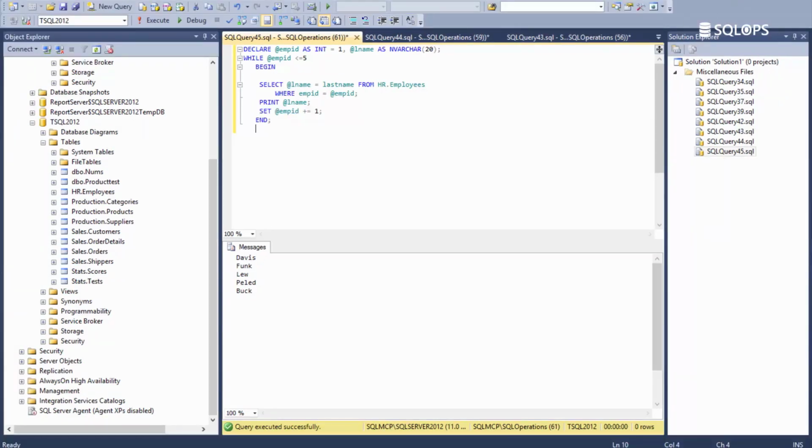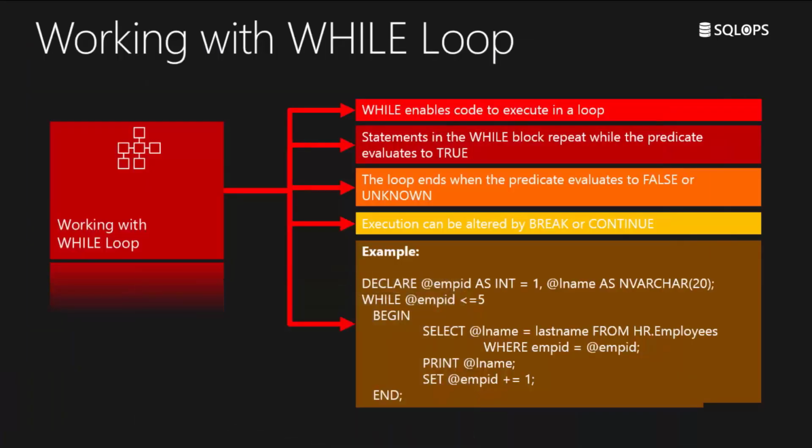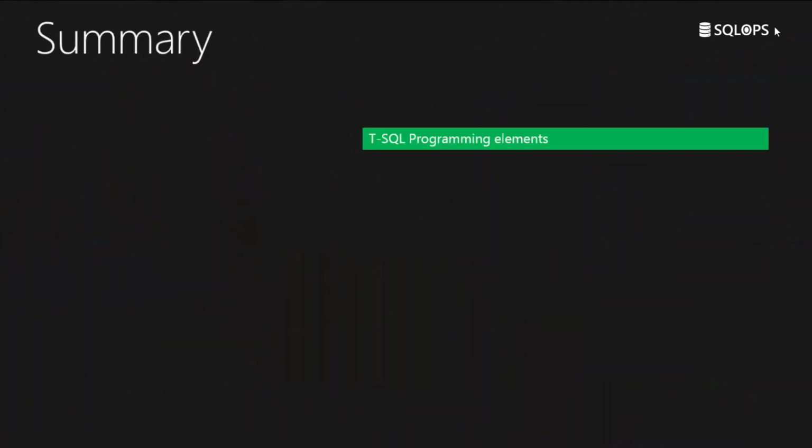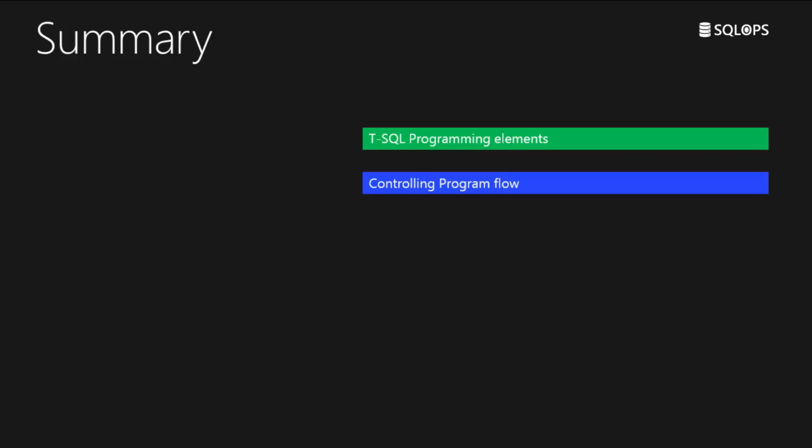So, now that we have seen how to use the while loop, let's recap what you have learned so far in this module. We have learned about the different programming elements in T-SQL, including batches, variables, and synonyms, how to write code that declares and assigns variables, how to create and invoke synonyms, and how to create and submit batches of T-SQL code for execution by SQL Server, how to control the flow of elements in T-SQL, how to write T-SQL code using if-else block, and how to write T-SQL code that uses the while loop. In the next module, you will learn how to implement error handling.